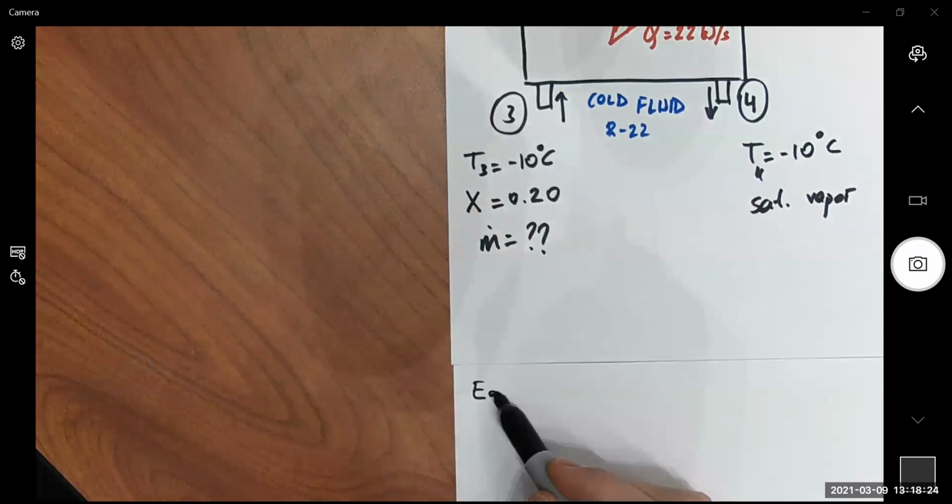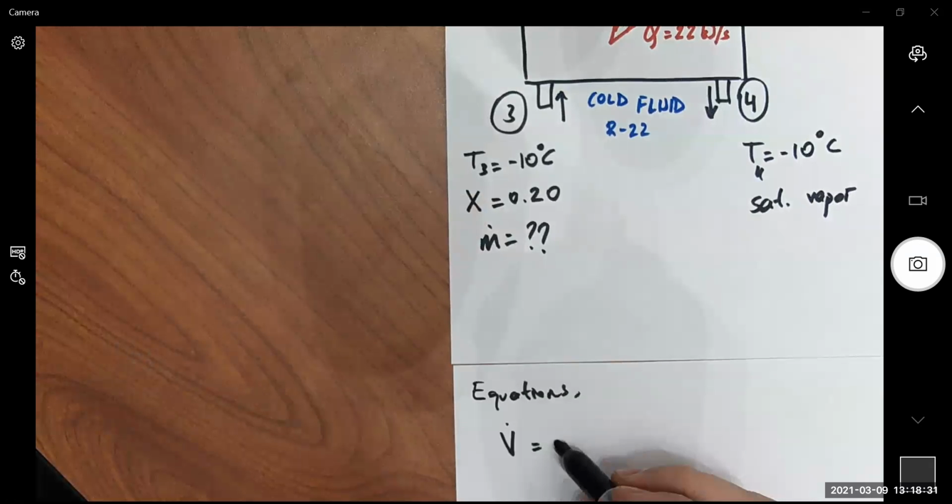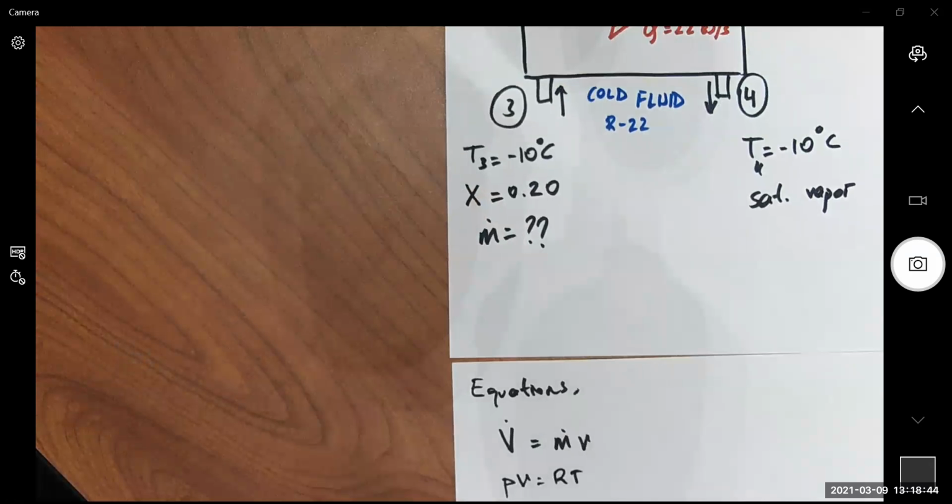Okay. Volumetric flow rate is mass flow rate times specific volume. That's one set of equations, because one of our substances is an ideal gas, right? I also know Q minus work shaft equals delta H, that's going to be the mass flow rate times delta H. Well, first I'll calculate.